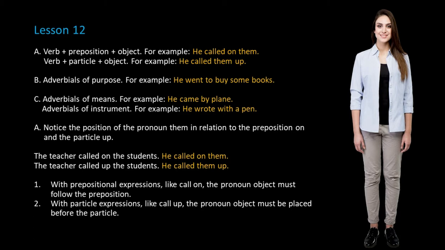Notice the position of the pronoun them, in relation to the preposition on, and the particle up. For example, the teacher called on the students. He called on them. The teacher called up the students. He called them up.